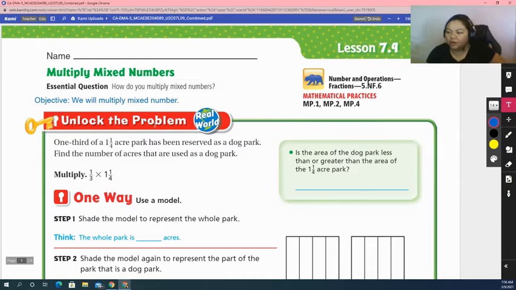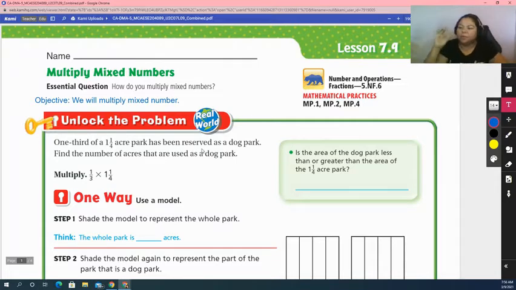1/3 of a 1 1/4 acre park has been reserved as a dog park. Find the number of acres that are used as a dog park. So acres is a measurement, right? And 1 acre is pretty big. And here it says that 1/3 of a 1 1/4 acre park has been reserved as a dog park. So they've created this place just for our doggies. Find the number of acres that are used as a dog park.